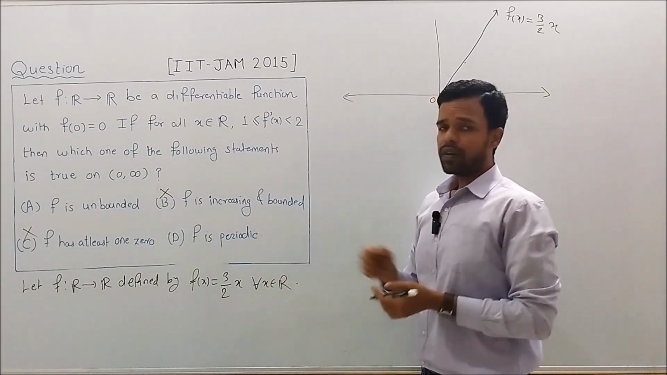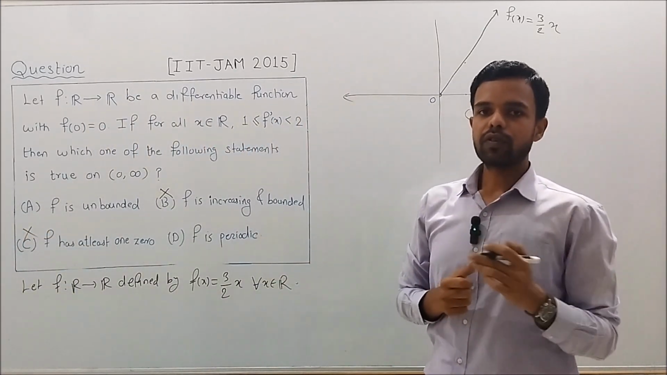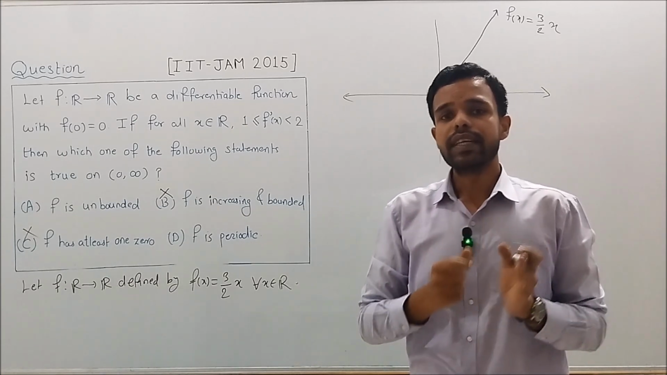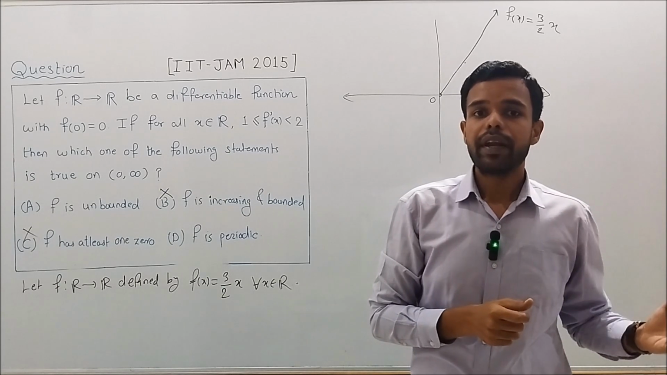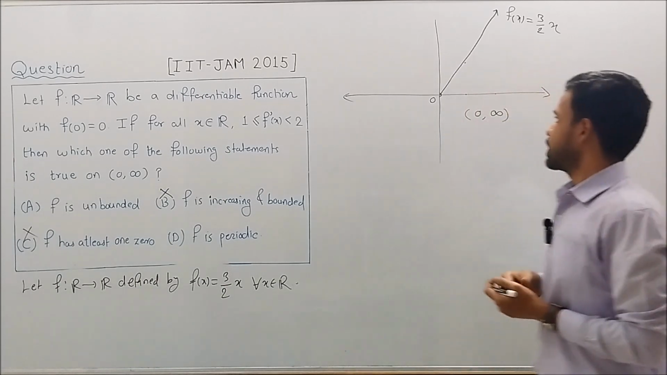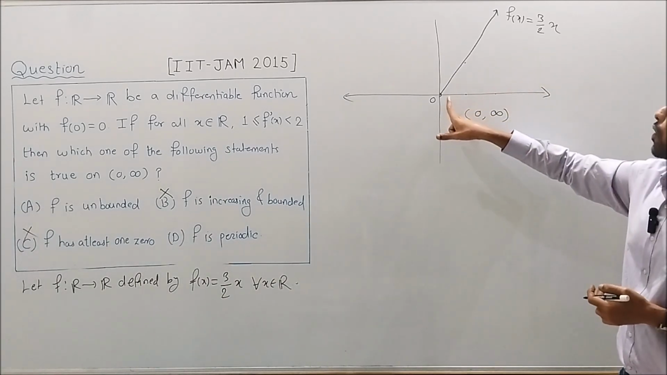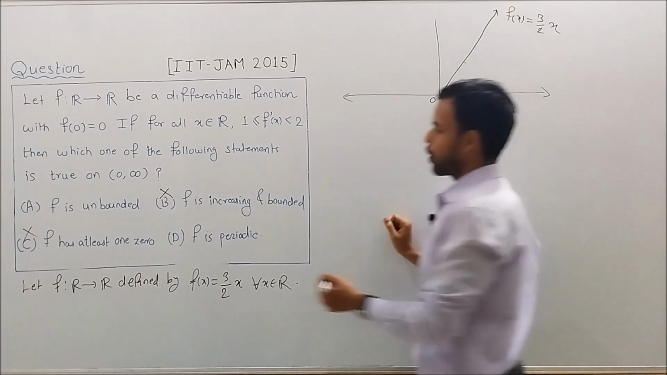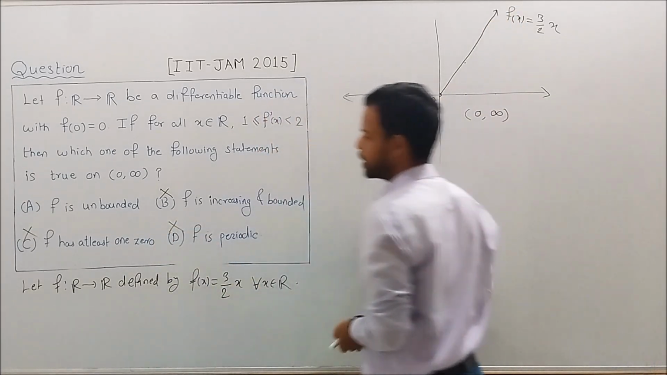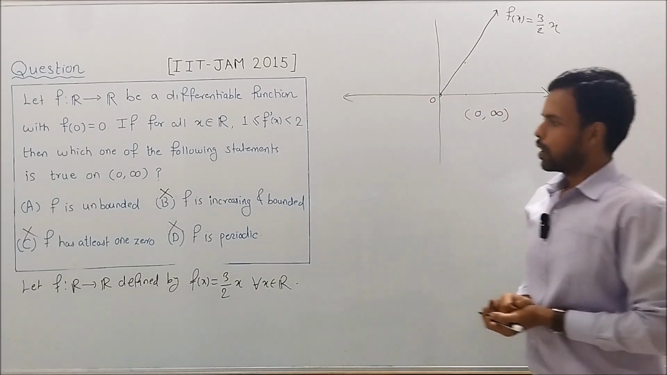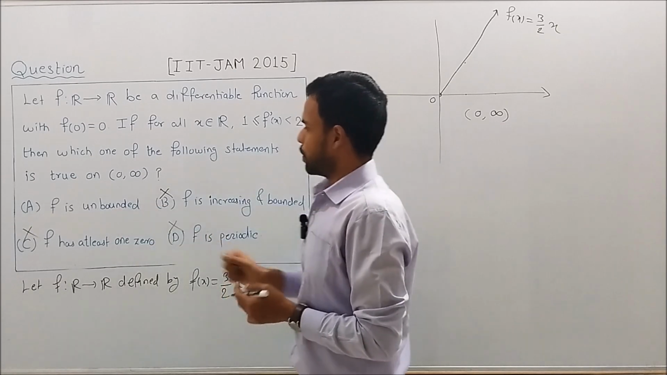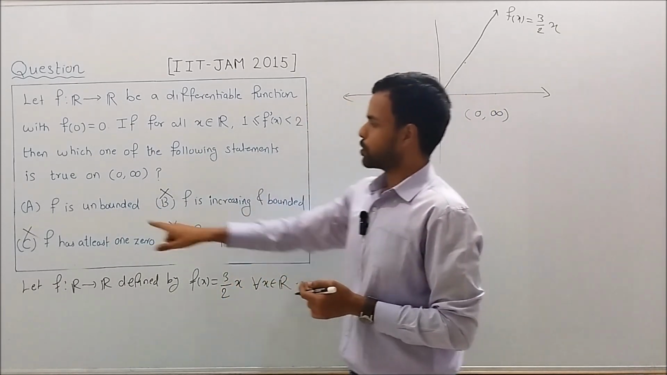Is f a periodic function? We know that by definition, periodic functions are functions which repeat their values in a regular period or interval. But we can see that in this interval, f of x never repeats its value. So f is not a periodic function. So option D is also discarded. So we are left with option A, which is the answer. Now let's prove option A.